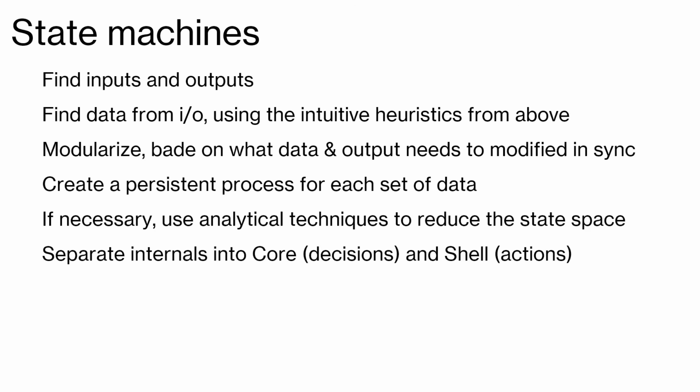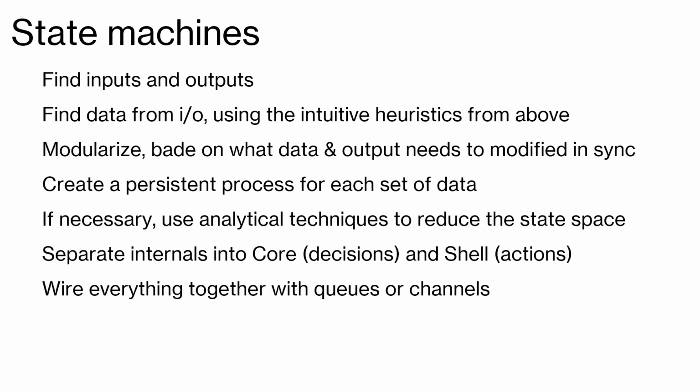Once you have the state machine for each thing, divide everything into core and shell. Make as many pure functions as possible. If you are doing modification, do it directly in the state machine. Don't hide it under the carpet of functions. Just put it right there, just be honest. If you're doing modification, just do it in plain sight, don't try to hide it. And then wire everything together with queues and channels.